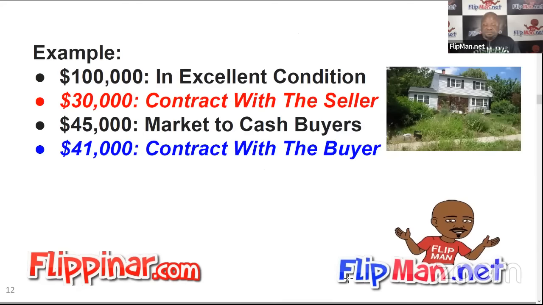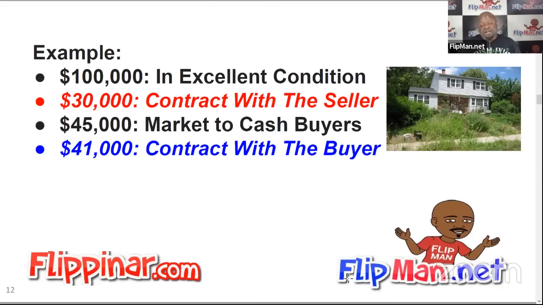Here's an example. You have a house that, in excellent condition, would be worth $100,000. We call that ARV, which means after repair value, but simply put, what would the house appraise for in excellent condition? For whatever reason, you can get this property under contract for $30,000 with the actual seller. It may be a tired landlord, an inheritance, probate, loss of income, loss of job, relocation, divorce. It could be any number of reasons that cause them to be motivated to sell. And the house could look like this picture here.